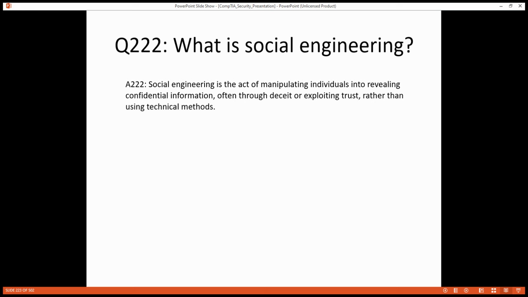Q222. What is social engineering? A222. Social engineering is the act of manipulating individuals into revealing confidential information, often through deceit or exploiting trust, rather than using technical methods.